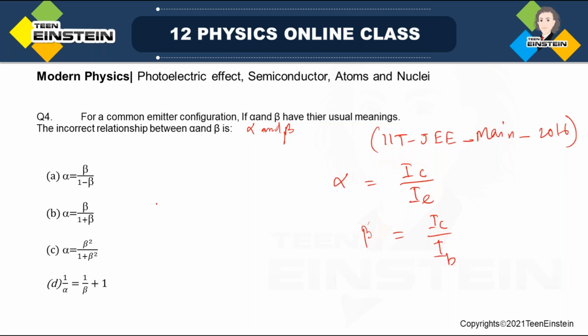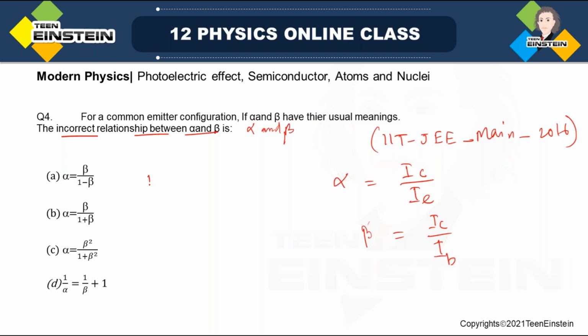Now you have to choose the incorrect relationship between alpha and beta. Alpha and beta are having usual meaning. I have written the meaning. So in one case IC is equal to beta IB, in another case IC is equal to alpha into IE. IE means emitter current, IC means collector current, IB means base current.